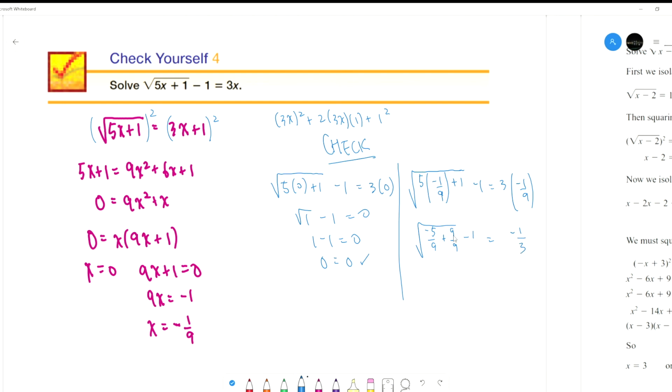So this becomes 4/9. So square root of 4/9 minus 1. This is equal to 2/3 minus 3/3, which is equal to negative 1/3. So this is correct as well. So we have two solutions. We have these two as actual solutions.